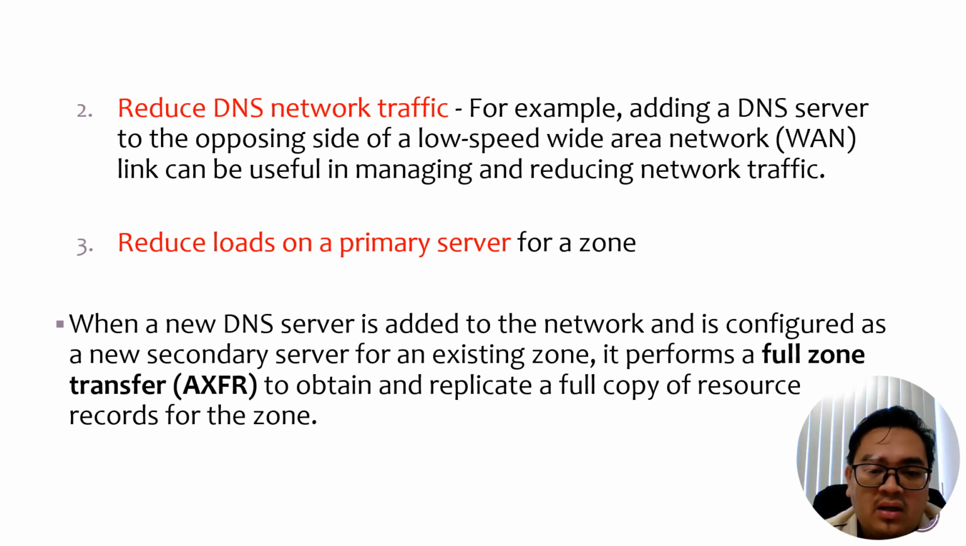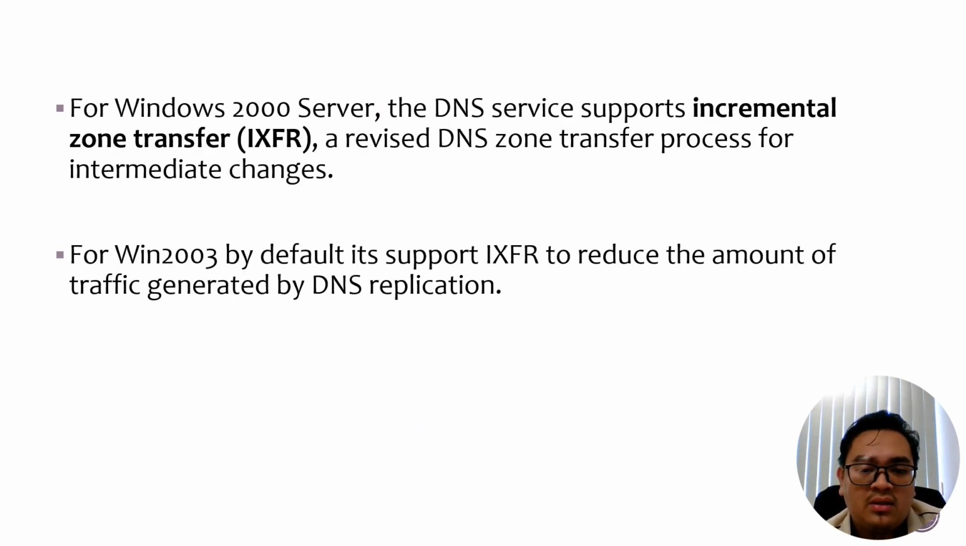One link can be useful in reducing network traffic and reducing the load on the primary server for a zone. When a new DNS server is added to the network and configured as a new secondary server for an existing zone, it performs a full zone transfer, AXFR, to obtain a full copy of the resource records for the zone. This is for the Windows 2000 server.